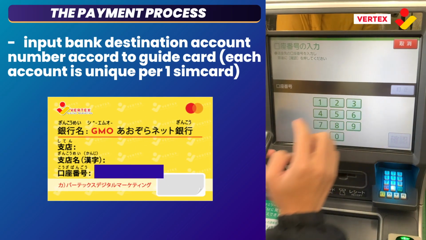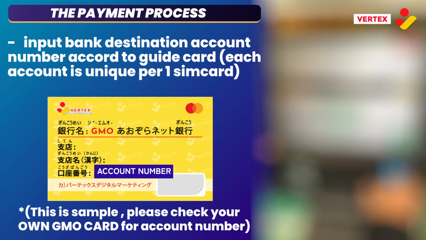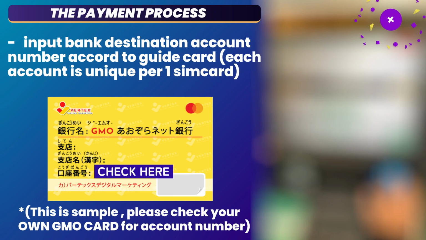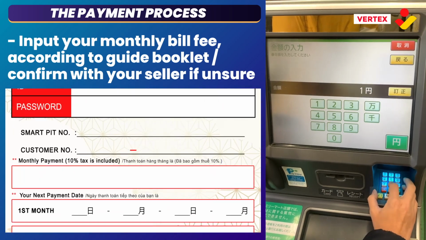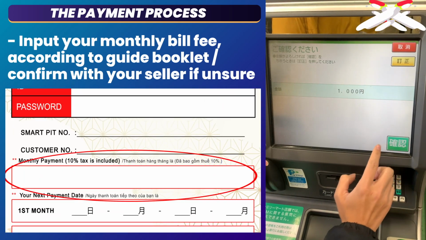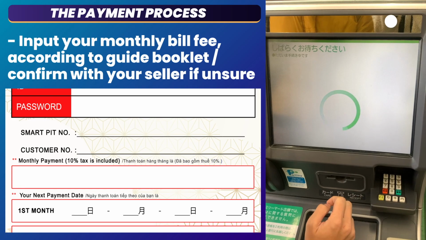Input bank destination account number according to the guide card. Each account is unique per one SIM card. Input your monthly bill fee, according to the guide booklet, or confirm with your seller if unsure. Tap confirm.